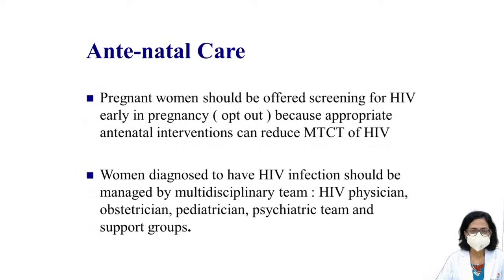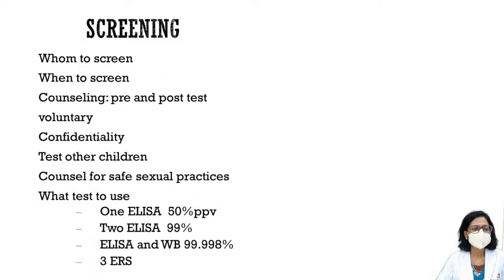So once she's pregnant, again antenatal care is important. Ideally, all pregnant women should be offered screening for HIV early in pregnancy with the option of opting out, that is voluntarily, because if she is found to be HIV positive, there are appropriate antenatal interventions which can reduce the mother-to-child transmission of HIV. And women diagnosed to have HIV infection should be managed by a multidisciplinary team of HIV physician, obstetrician, pediatrician, psychiatric team, and support groups. So whom to screen?